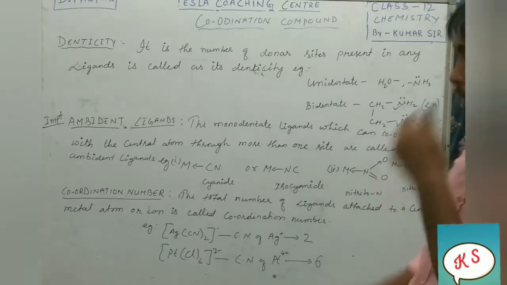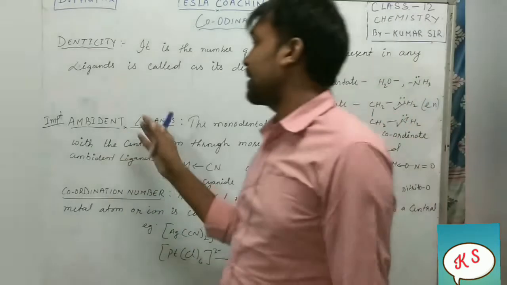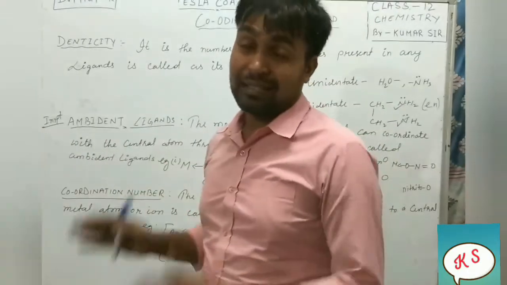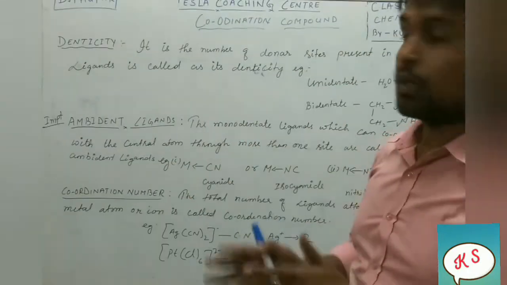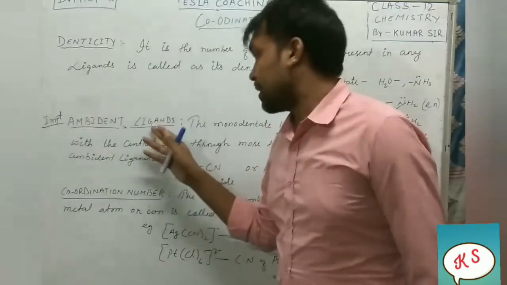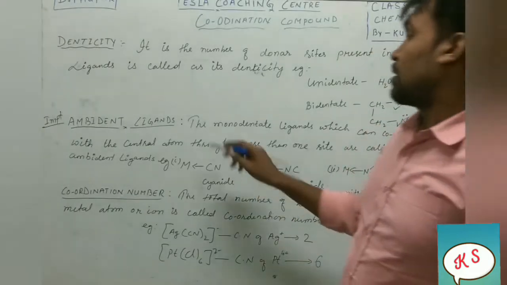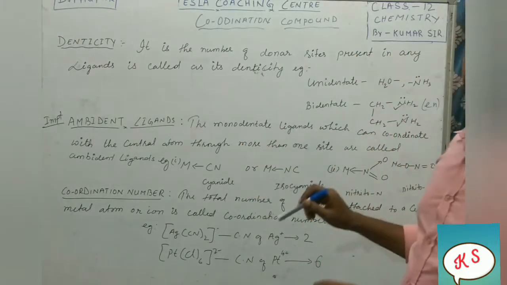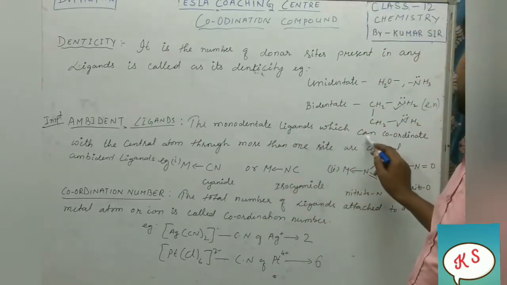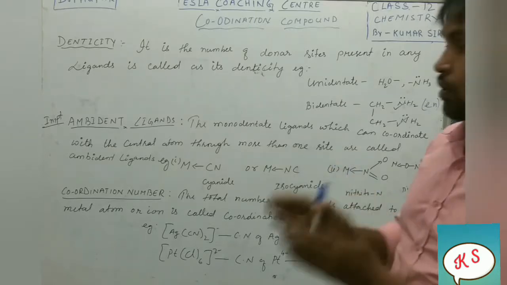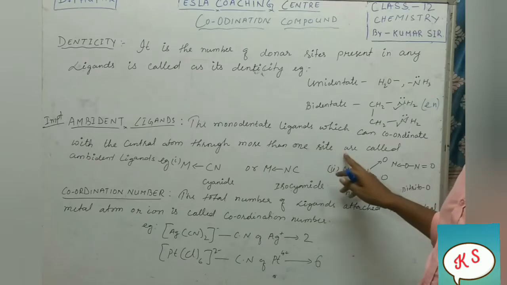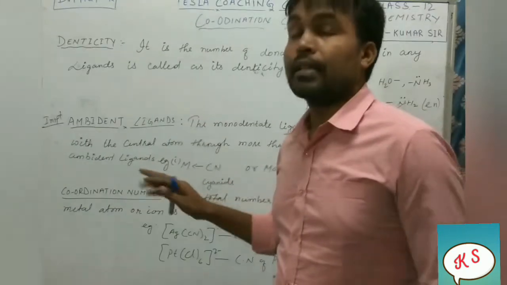It's very easy. Okay, now coming to ambidentate ligands. As I have written here, marked here, it is very important for your board examination. It comes for 1 mark definitions. So what are ambidentate ligands? The monodentate ligands, that means unidentate ligands, which can coordinate with the central atom through more than one site are called ambidentate ligands.